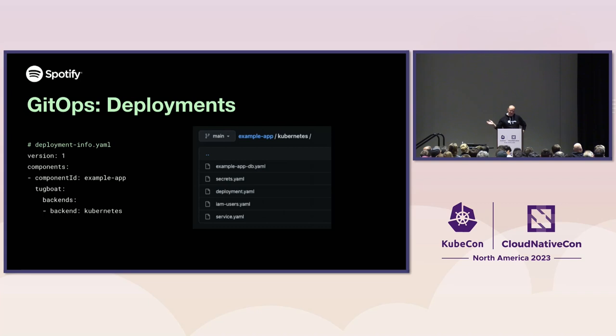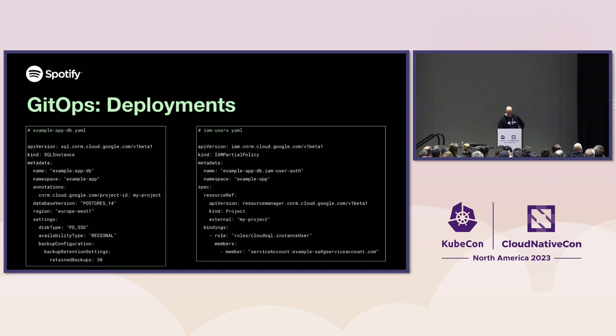So here, we're not only storing a declaration of how to deploy in Git, but also the declarations of what to deploy. You can also see a few cloud resources we manage declaratively, such as database, IAM users. So I can show you those.